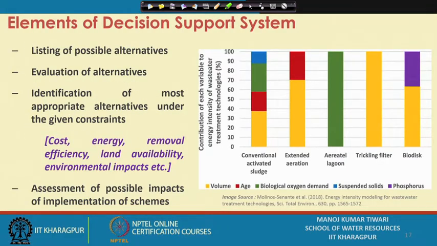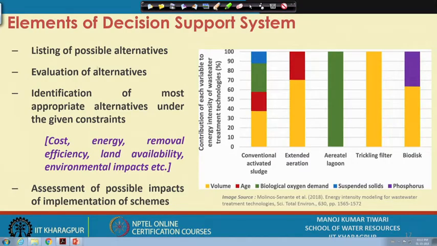So, if we see the various elements of a decision support system, your decision support system should ideally first list the possible alternatives. Okay. So, what are the different possible alternatives, then evaluate those alternatives. Okay. This evaluation is based on several criteria, and then based on this evaluation on those criteria, on those constraints, the decision support system should be able to identify the most appropriate alternative under the given constraints and criteria, which could include the cost.